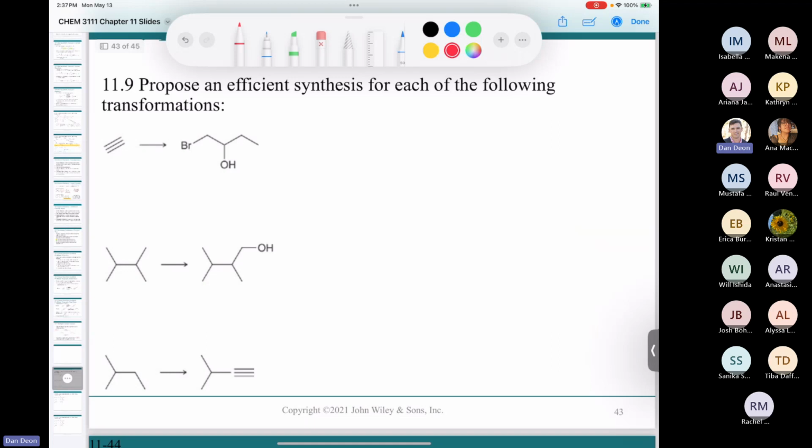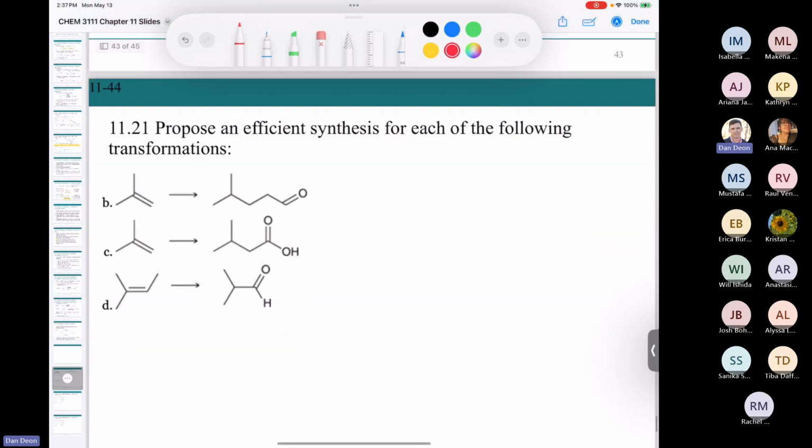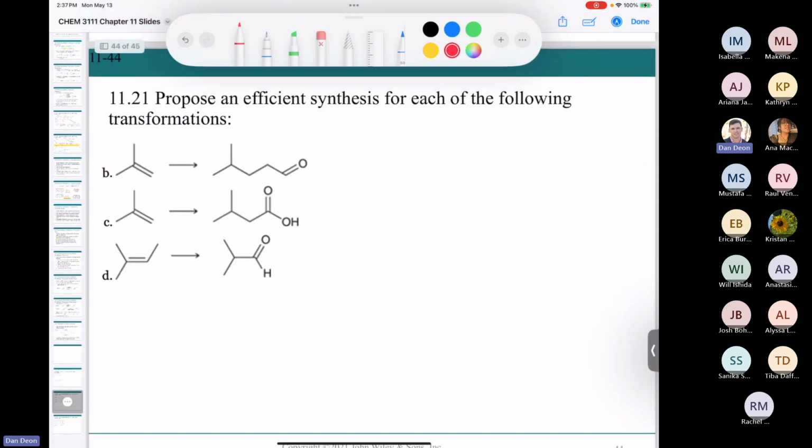Because I feel like we've covered a lot of these reactions many times. But I want to try these ones because some of them are a little more challenging. So let's start with 11.21b. We're starting with that molecule that was, I think, the first molecule we looked at in this whole chapter, isobutylene. And then we want to convert it to this aldehyde.